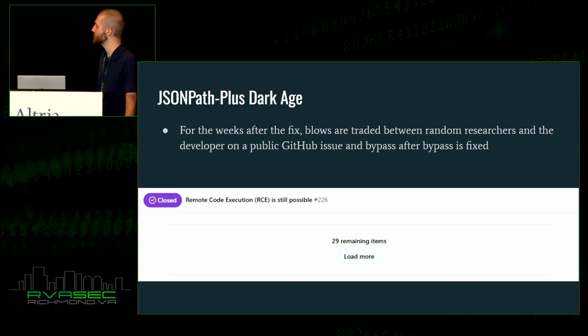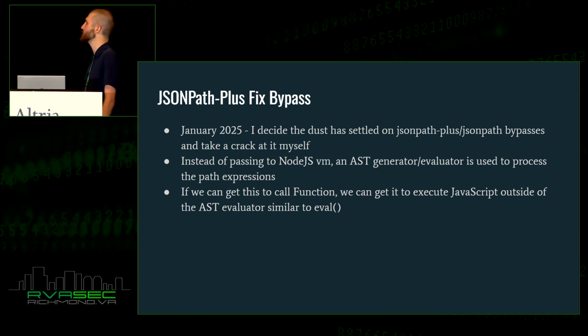So JSON Path Plus kind of entered a dark age. There were a bunch of bypasses done. This was a public issue on it, just bypass after bypass, fixing of that fix, and eventually it stabilized. So by January 2025, the dust had settled, and I decided that I would look at it myself. They had moved over to an AST generator / evaluator. And so we want to do the same thing here. We want to call the Function constructor, and we want to get arbitrary JavaScript execution out of the AST evaluator.